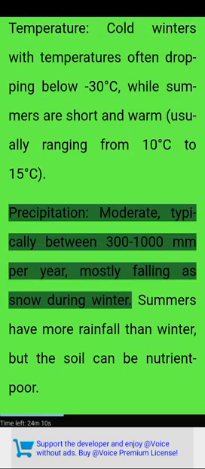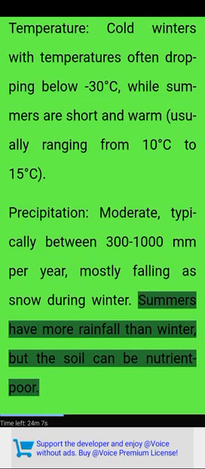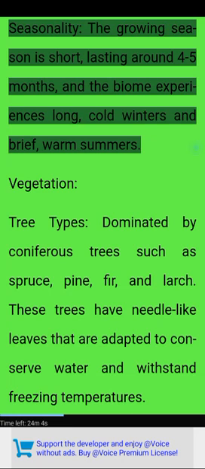Precipitation: moderate, typically between 300 and 1,000 millimeters per year, mostly falling as snow during winter. Summers have more rainfall than winter, but the soil can be nutrient poor. Seasonality: the growing season is short, lasting around 4 to 5 months, and the biome experiences long, cold winters and brief, warm summers.